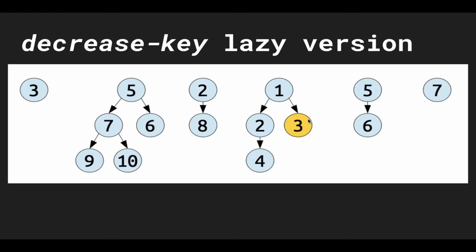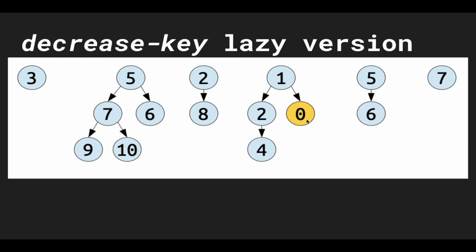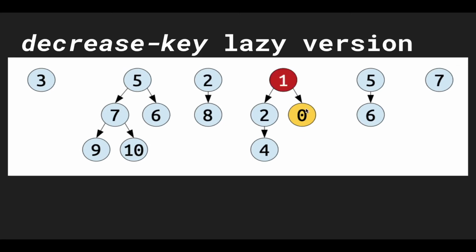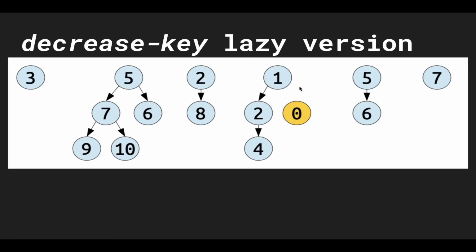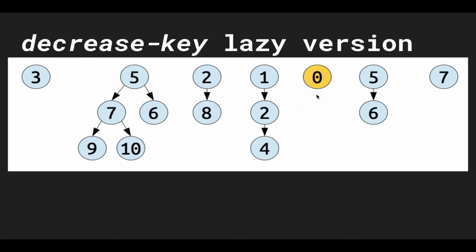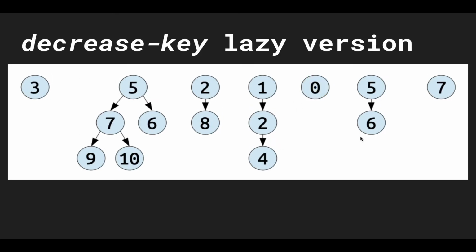Let's say we wanted to decrease 3 to 0. So we decrease it to 0, and now we are violating our heap invariant because 0 is less than 1, so 0 should be on top of 1. Again, instead of swimming it up, we're going to just cut this subtree off by just deleting the pointer. So we delete the pointer, and we move 0 up to the main root list with the rest of our forest. And we are left with this current state of our heap.